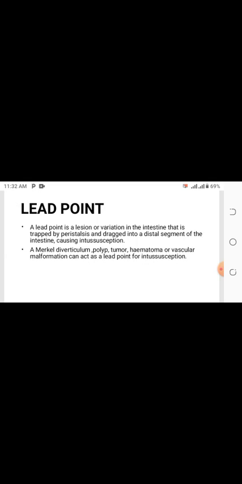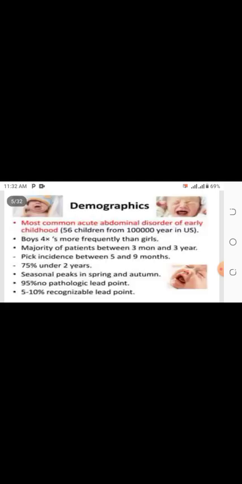And we have many things that can act as our leading point. It can be Meckel's diverticulum, it could be a polyp, it can be a tumor, or we could have vascular malformations. Going into the demographics, this is the most common acute abdominal disorder in early childhood.